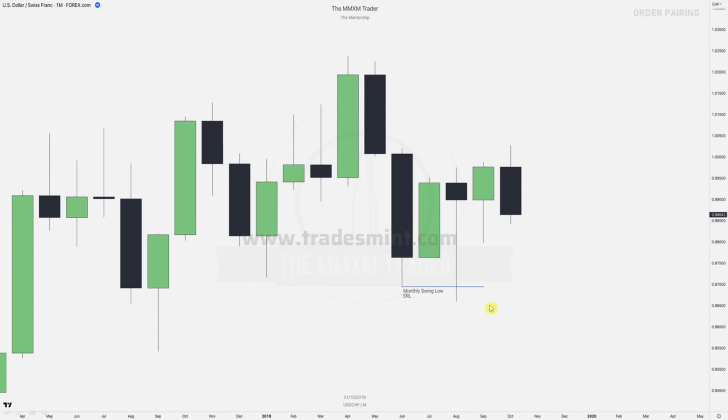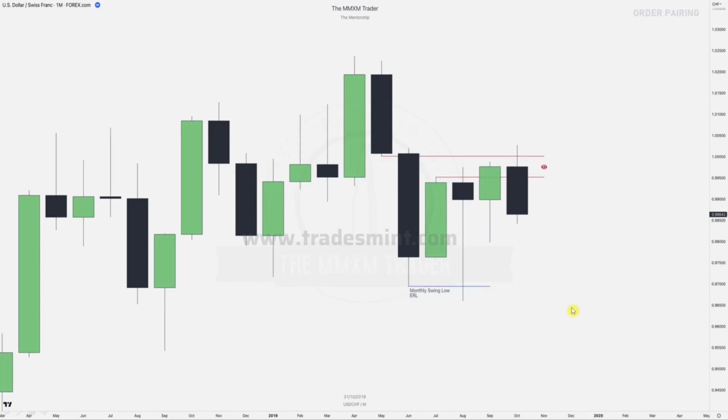So where should your eye go when you hit that external range? Again, internal range, right? We have this fair value gap over here. So after external range liquidity has been taken, we want to go to internal range over here. And eventually we fill up this whole fair value gap over here. Now, how does that order pairing look like on a daily chart?